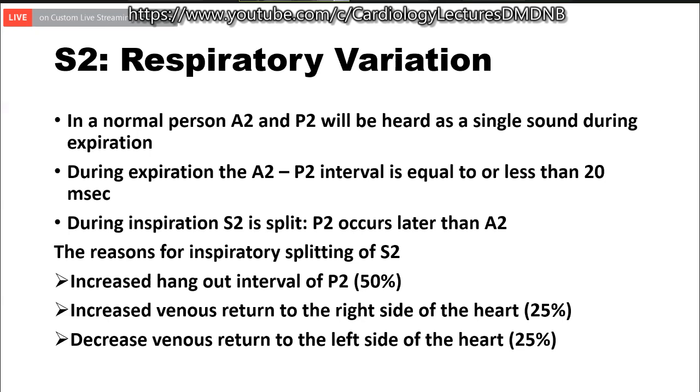Sir, can we say this in that way also, or is the correct word pulmonary vascular resistance? You have to use the correct word. Pulmonary vascular resistance is much lower than the systemic vascular resistance, and that governs the hangout interval. And during inspiration, there is a further opening up of the capillaries. Small vessels open out, and that further reduces the pulmonary vascular resistance and results in a longer hangout interval during inspiration. That contributes to 50%.